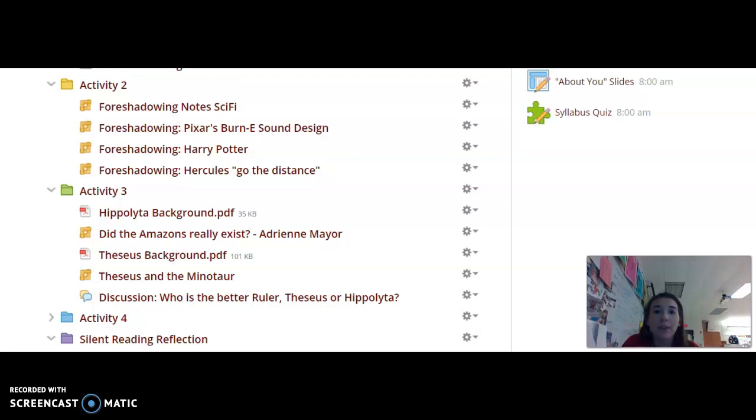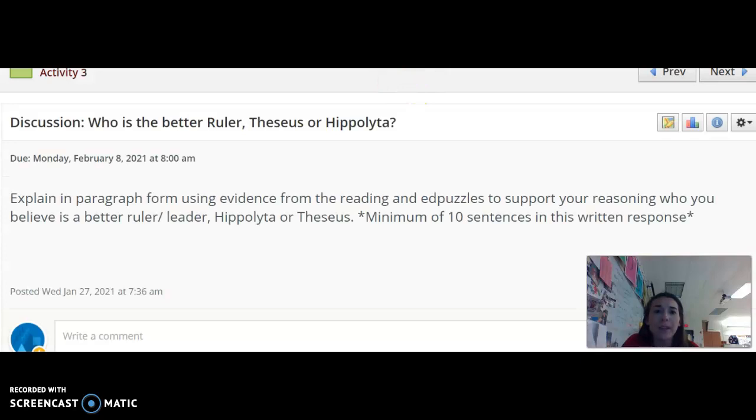We are talking about Hippolyta and Theseus. So there are 2 articles that are linked in PDF form along with 2 edpuzzles. You will need to read and complete the edpuzzles prior to completing the discussion in the Activity 3 folder. This discussion asks you to explain in paragraph form, using evidence from the reading and edpuzzles to support your reasoning, who you believe is a better ruler or leader, whether you think it is Hippolyta or Theseus, with a minimum of 10 sentences in your written response.